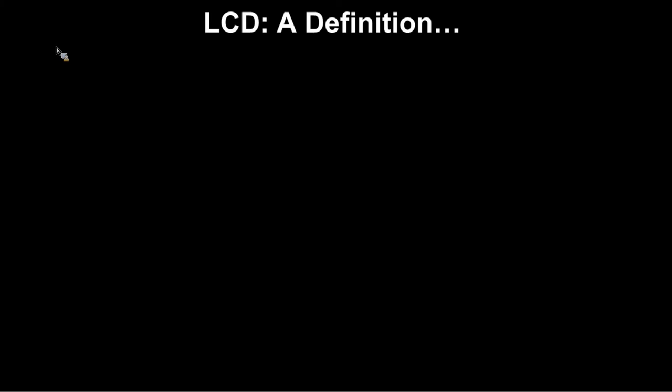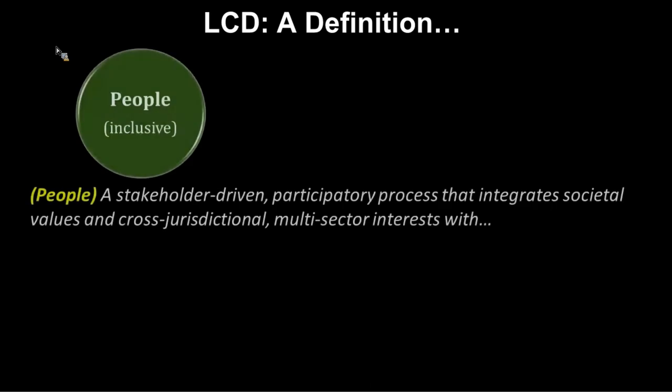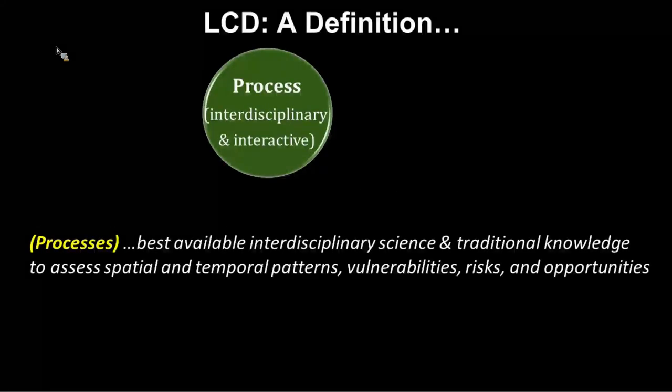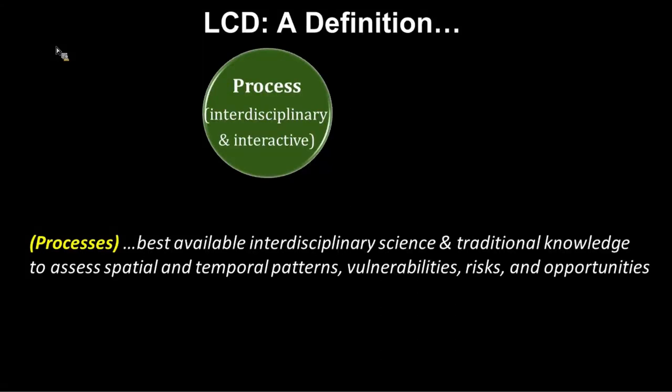You'll see here in just a few seconds that it's framed around what we call four cornerstones of innovation: people, purpose, process, and product. And the ICAS platform's attributes and principles are organized around those cornerstones as well. Okay, so LCD is a stakeholder-driven, participatory process that integrates societal values and cross-jurisdictional, multi-sector interest, that's the people part, with best available interdisciplinary science and traditional knowledge to assess the spatial and temporal patterns, vulnerabilities, risks, and opportunities.